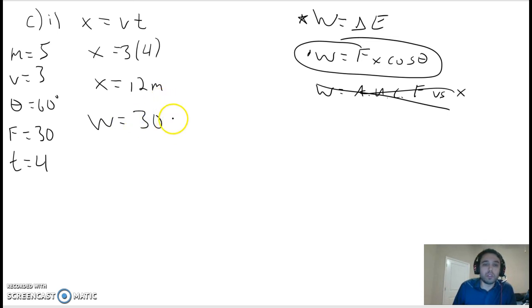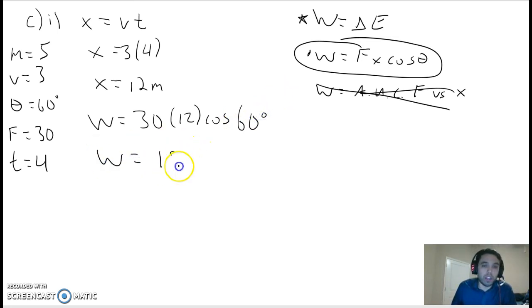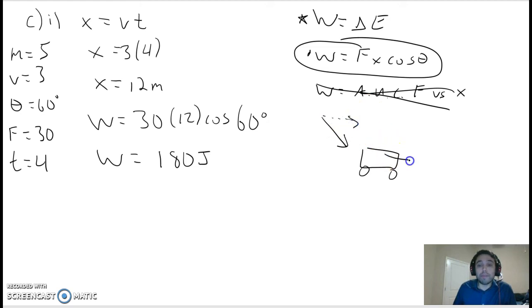He applied 30 newtons of force times 12 meters times the cosine of the angle at which he was applying that force. So the angle he was applying the force was 60 degrees. So we do 30 cosine 60, and we're going to get 180 joules. Now, is that positive or negative? Well, remember from the drawing that he was pushing the lawnmower kind of down at an angle like that, right? But the horizontal component of his pushing is in the same direction as the lawnmower's movement, which means we have a positive work being done.